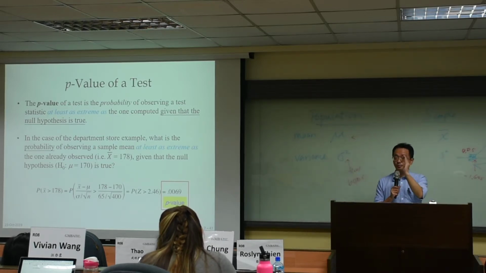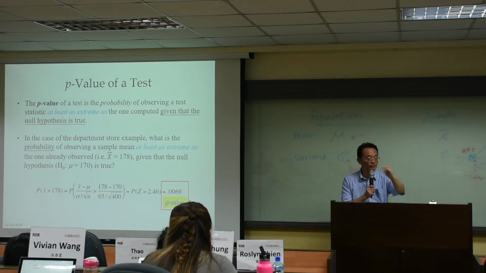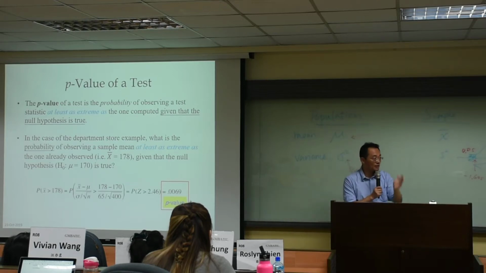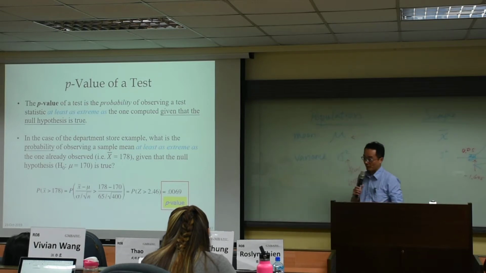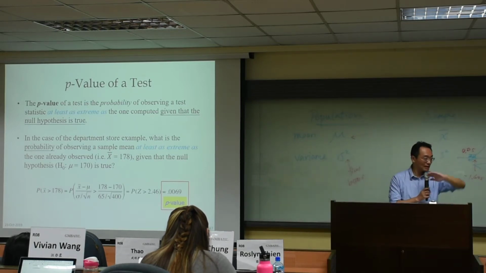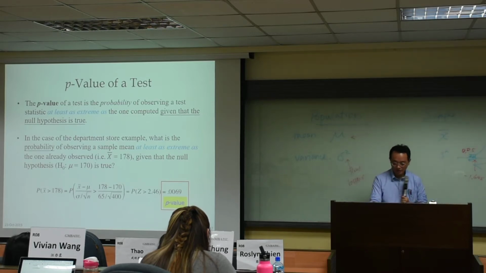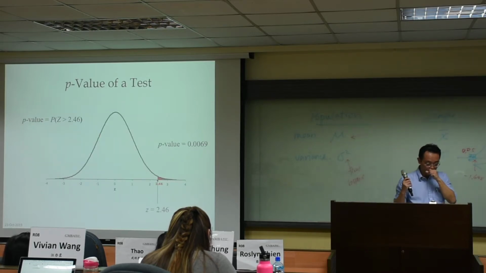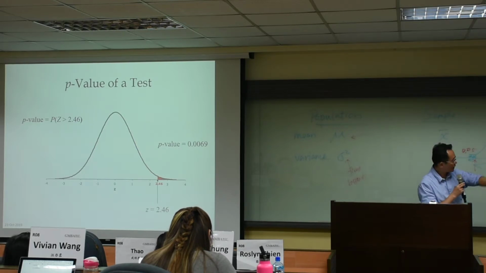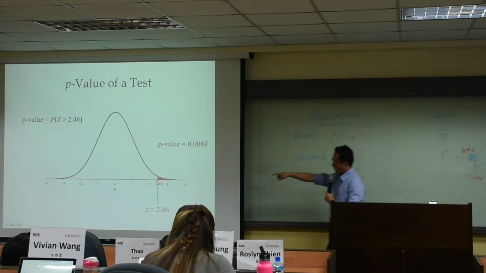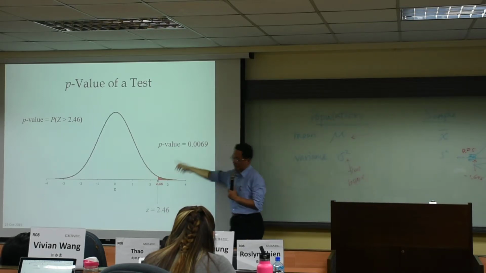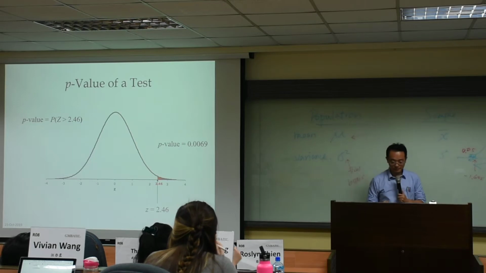Okay, so in statistical inference, we prefer small p-values. The smaller the p-value, the higher confidence we have to reject the null hypothesis. Okay? So we will see lots of p-values from now on, because this is statistics. So the p-value of a test, the probability of Z greater than 2.46, is the red area on the right-hand tail of this normal distribution.